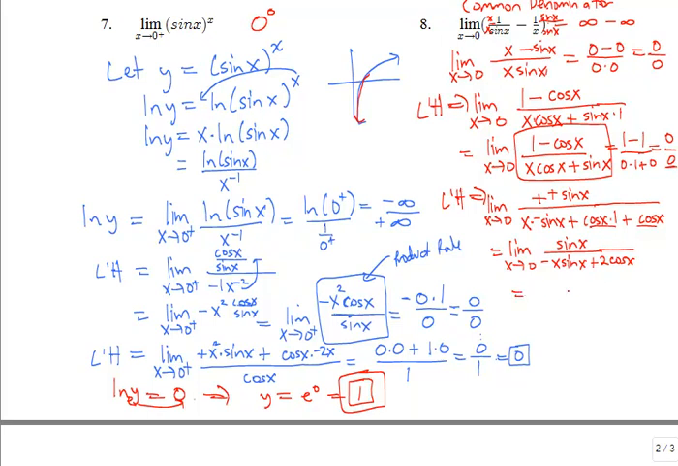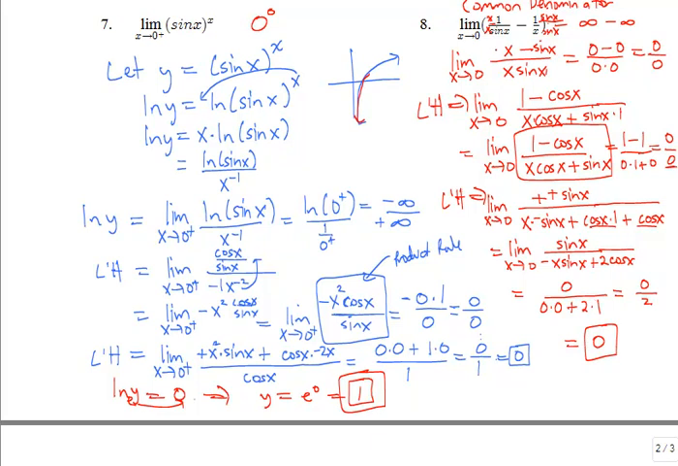So if we plug in 0, sine of 0 on the top stays 0. On the bottom, 0 times sine of 0, which is still 0, plus 2 times cosine of 0, which is 1. So this is good news because we finally get something that's not 0 in the bottom. We get 0 plus 2, or just 2, which means this is equal to 0. We didn't do any ln's in this problem, so this is my final answer.